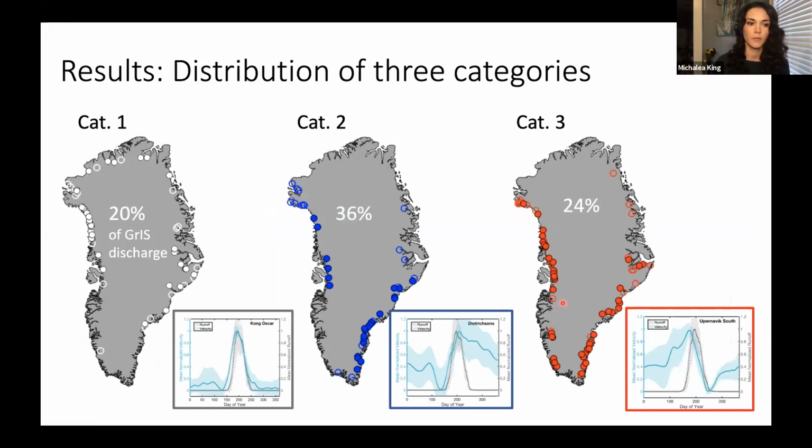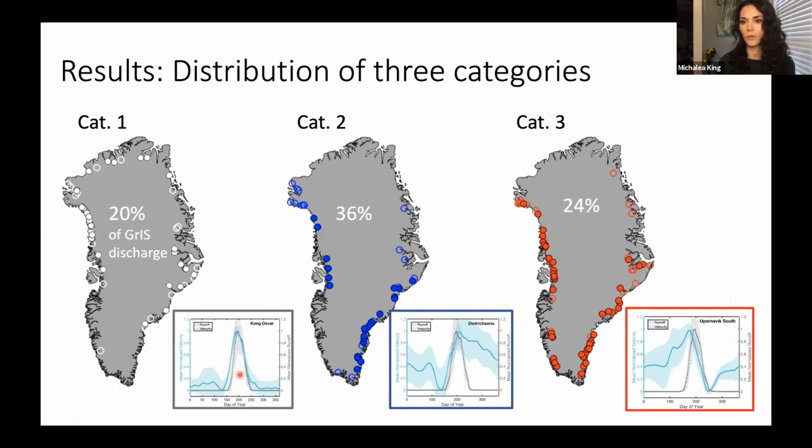All right, so to go into some results quickly, this is showing the distribution of the 3 different categories, Category 1, 2, and then 3 on the right here. And the percentages on the ice sheet in white, this is showing what proportion of the total flux of the ice sheet glaciers within that category make up. So Category 1 glaciers, again, that's that nice symmetric increase and decrease. That's about 1/5 of the total ice flux from the ice sheet.